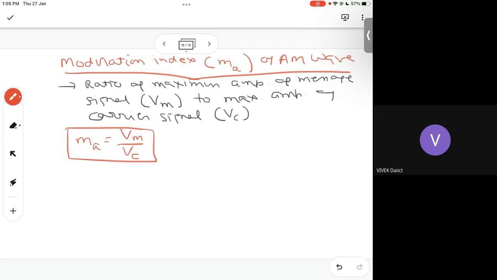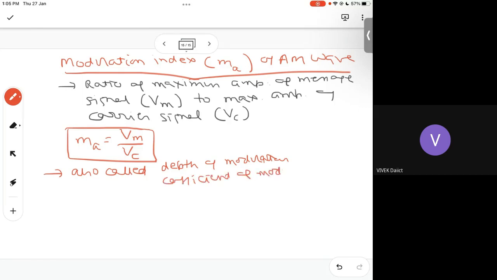It is also called, sometimes various books use various names, modulation depth, depth of modulation, or modulation depth. Okay. Also called coefficient of modulation.